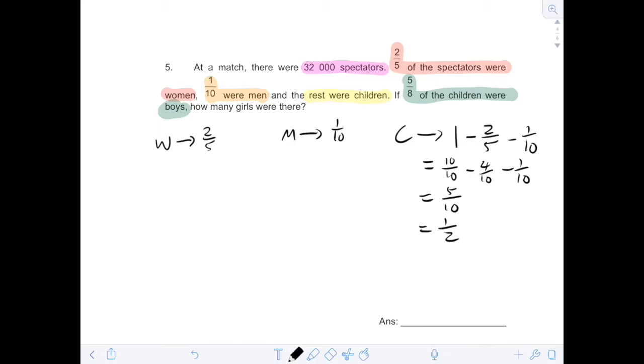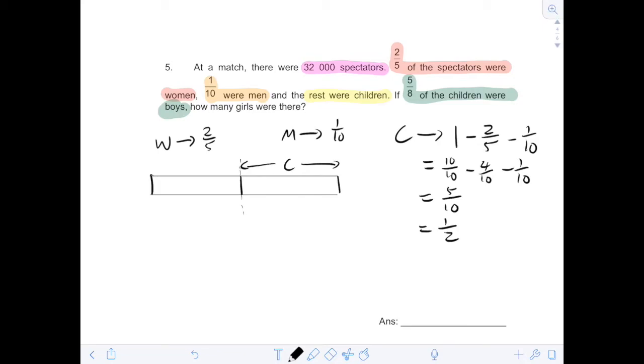Okay, now we're going to start drawing a model with what we have about the children. You want to draw a model. You know half belongs to children. Now we know that this side is the men and the women, and this one is children. So we're just going to work the children portion.